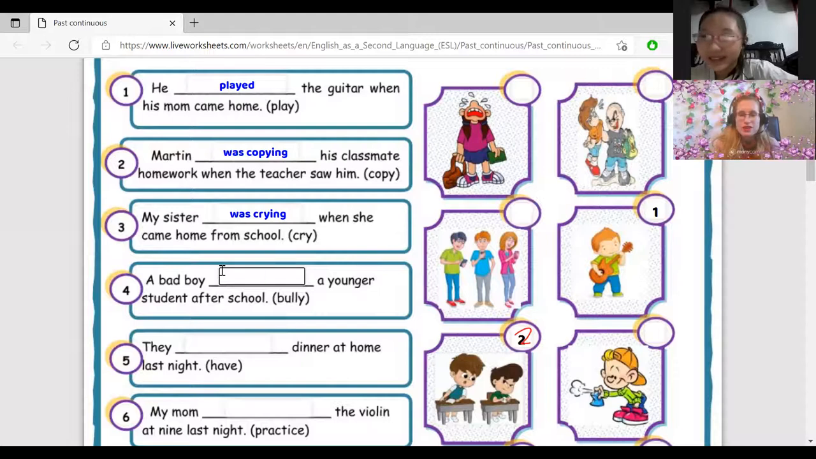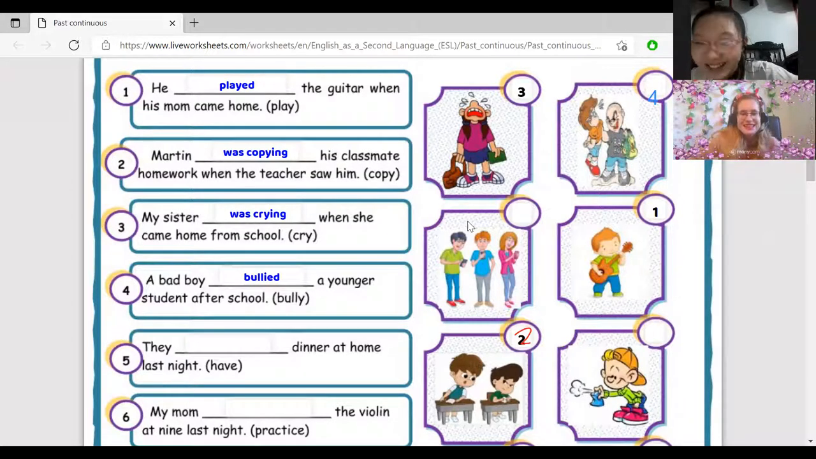A bad boy. What? A younger student after school. A bad boy. Okay. Bullied. Yes. Okay. So a bad boy bullied a younger student after school. Poor kid. Which picture? I think it's a... We need picture four. Very good.